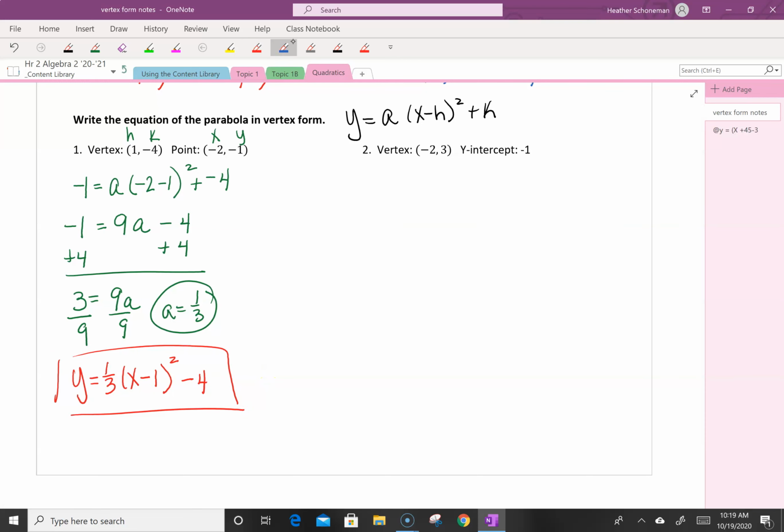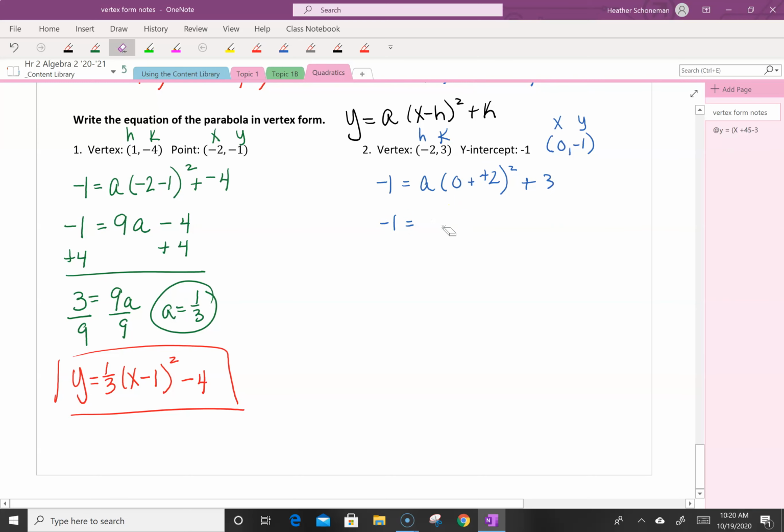There's my equation. If I do that over here, this is my h, this is my k, but my y-intercept is not an ordered pair, so I'm going to rewrite it as 0, -1. So this is my x, this is my y. So when I plug it in, I have -1 equals a times x, 0, minus h, -2, squared, plus k, which is 3. Well, minus a negative is plus a positive. 0 plus 2 is 2. 2 squared is 4, so this would be 4a plus 3.